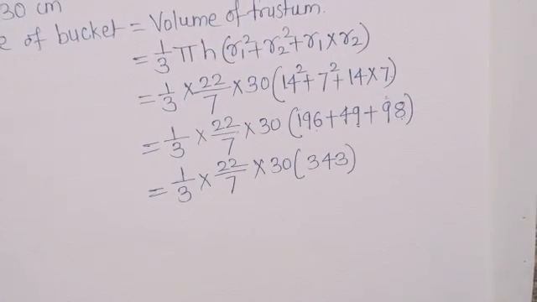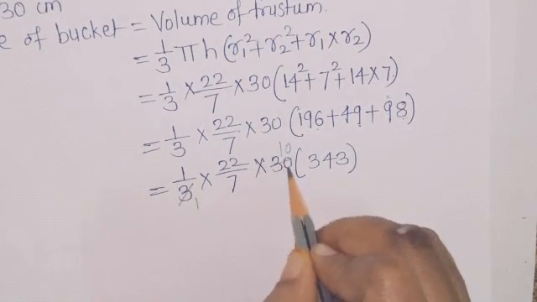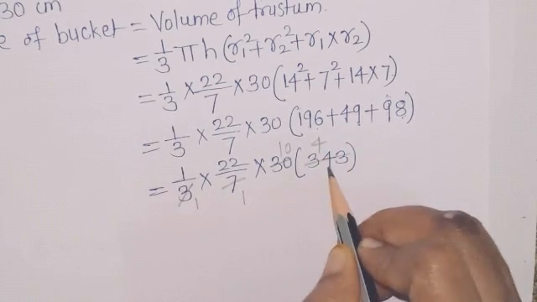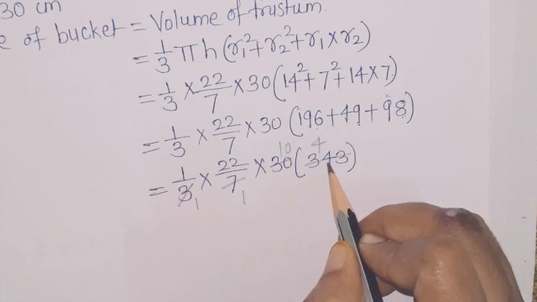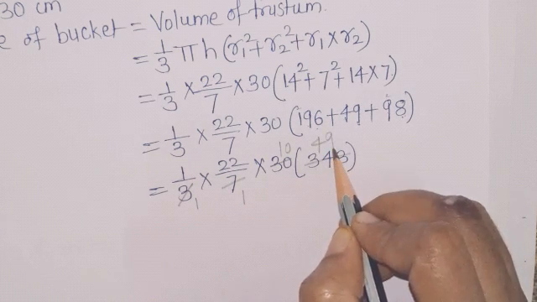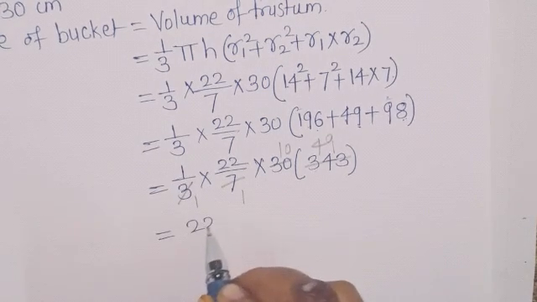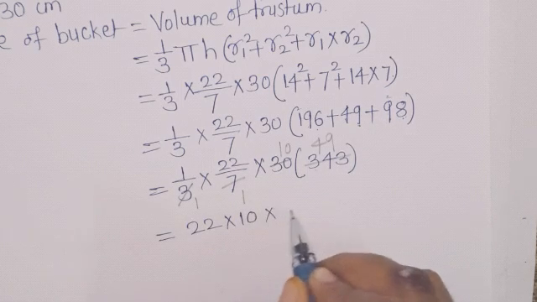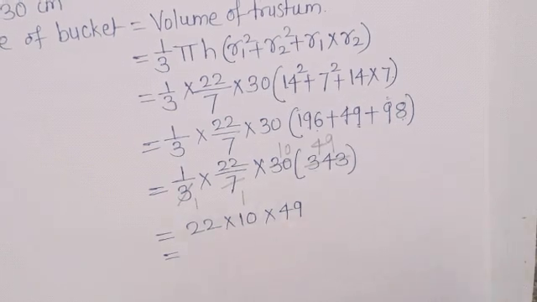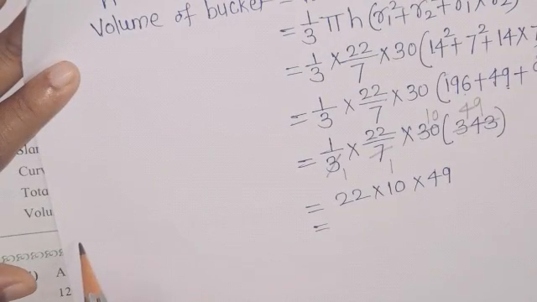Okay. Now this we can simplify. 3 ones are 3, 3 tens are 30, 7 ones are 7, 7 fours are 28, 7 nines are 63. Okay, so here we have 22 multiplied by 10 multiplied by 49. Now here we have to multiply 22 into 49. So you can do the rough multiplication.